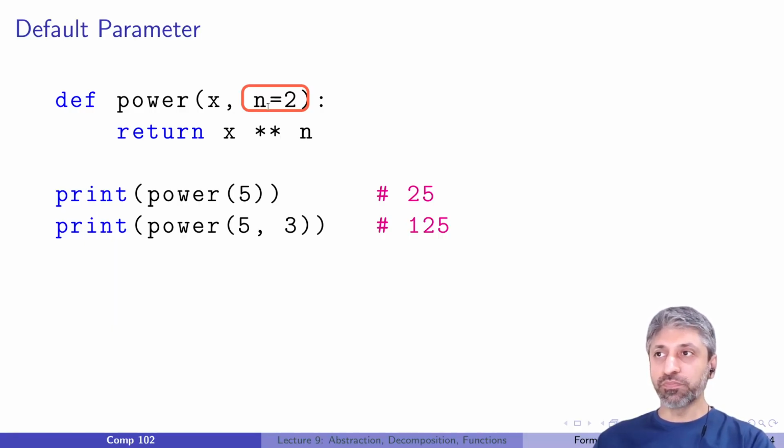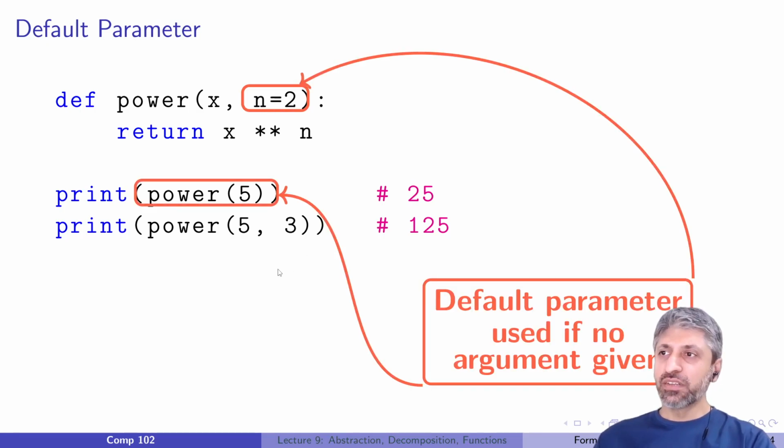When you write this assignment statement, equals some value, right in the parameter, it becomes a default parameter. What does a default parameter do? Note that you did not specify the second parameter in this call expression. It's just 5. There is no power here. Now, when you miss the default parameter in your call expression, it's going to assume the default value. So in this case, since you missed the power, the value of n here is going to assume the default value, which is 2, and it's going to take the square.